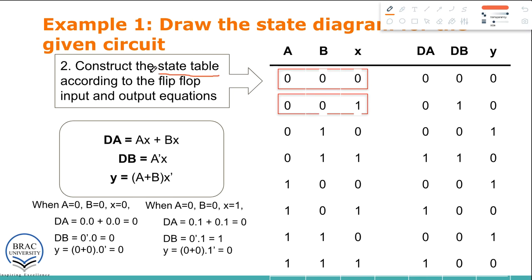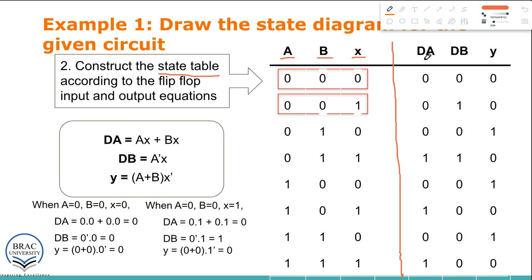Alright, so we'll build a state table. In the case of a state table, there will be two parts. In the left part we'll write down the present state and the external input. The present states were a and b, and the external input was x. So three separate variables, and for three variables there would be 8 different combinations from 0 to 7. All the binary numbers are written here.